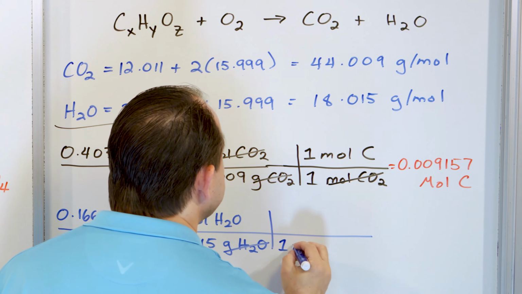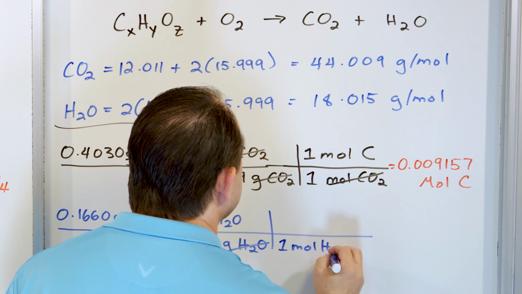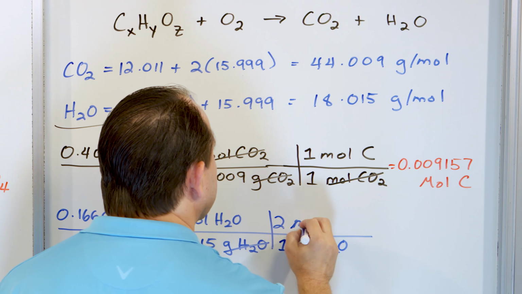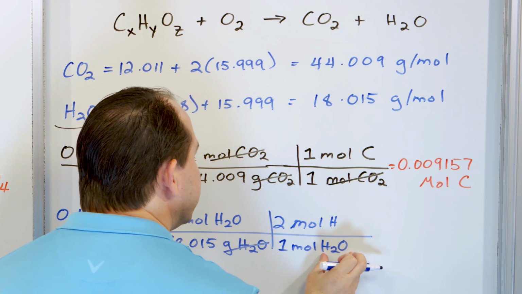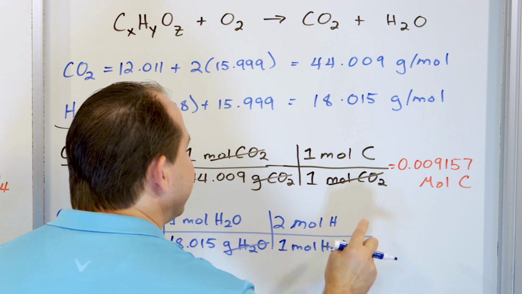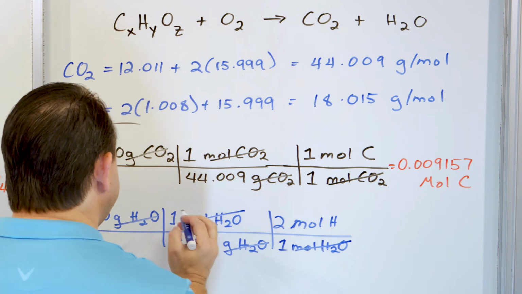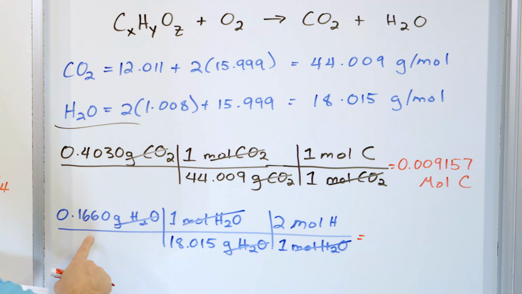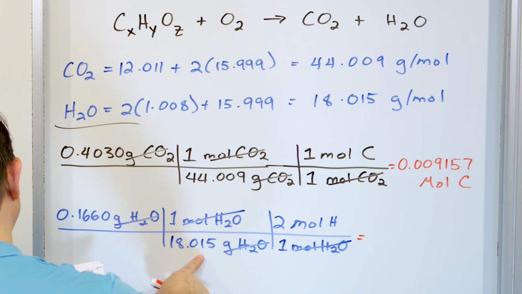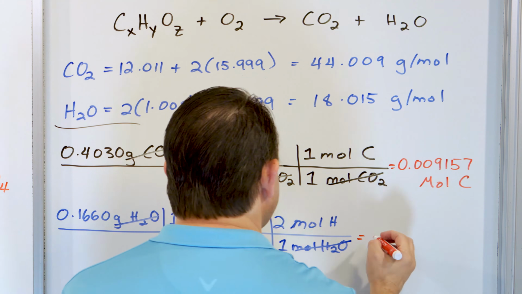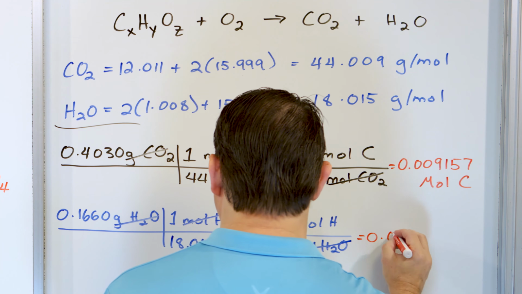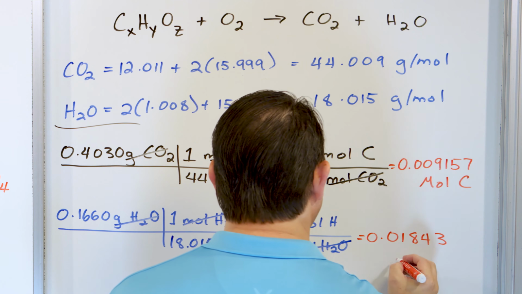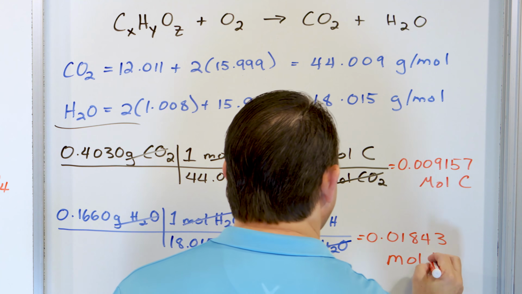But we also know that 1 mole of H2O contains, because there's H2 here, 2 moles of hydrogen. For every 1 mole of this unit, break it apart, there has to be 2 moles of hydrogen. Cancel, cancel. So if we stop the calculation now, how many moles of hydrogen do we have? If you take 0.1660 divided by 18.015 times 2 divided by 1, you get 0.01843, and this is moles of hydrogen.